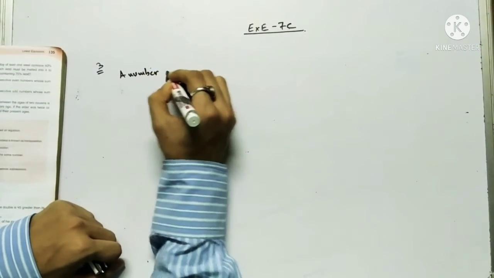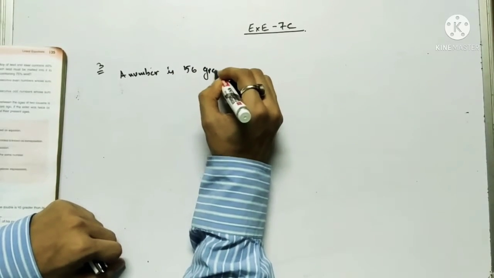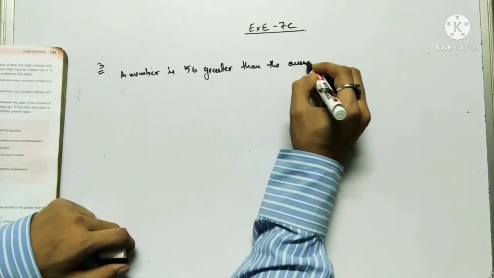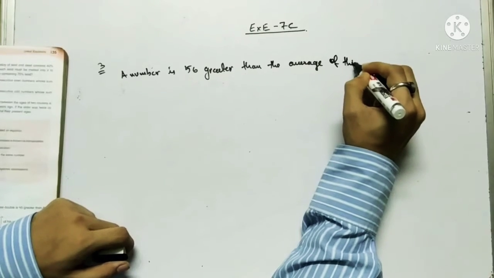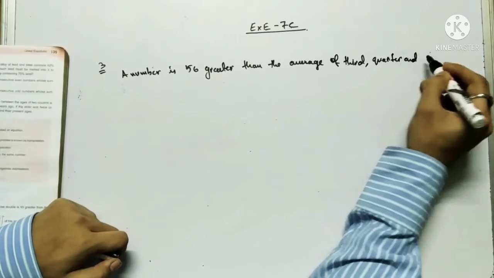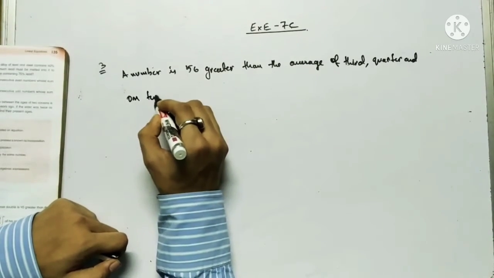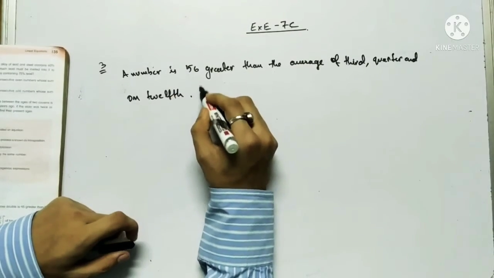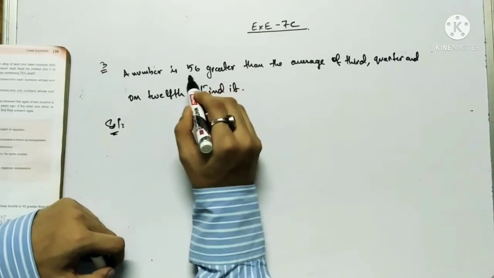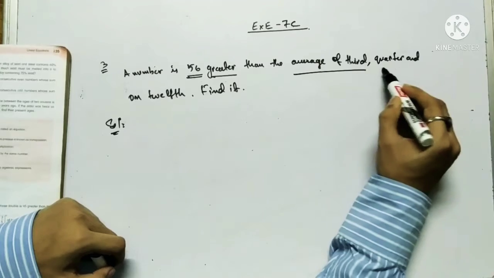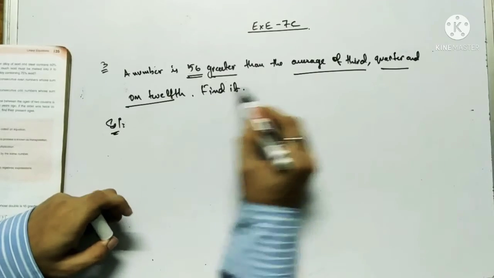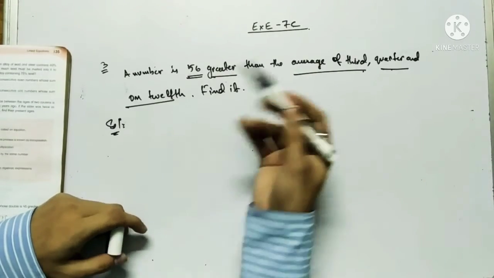A number is 56 greater than the average of third quarter and 1/12. Find it. Okay, a number is how much greater? 56 greater than the average of third quarter and 1/12. Okay, that means in here this is not written third quarter and 1/12 of that number.